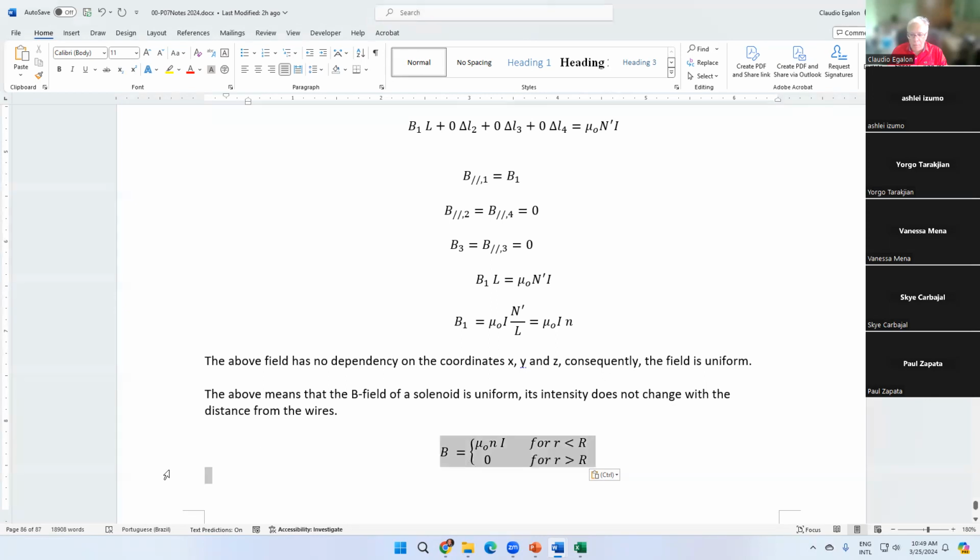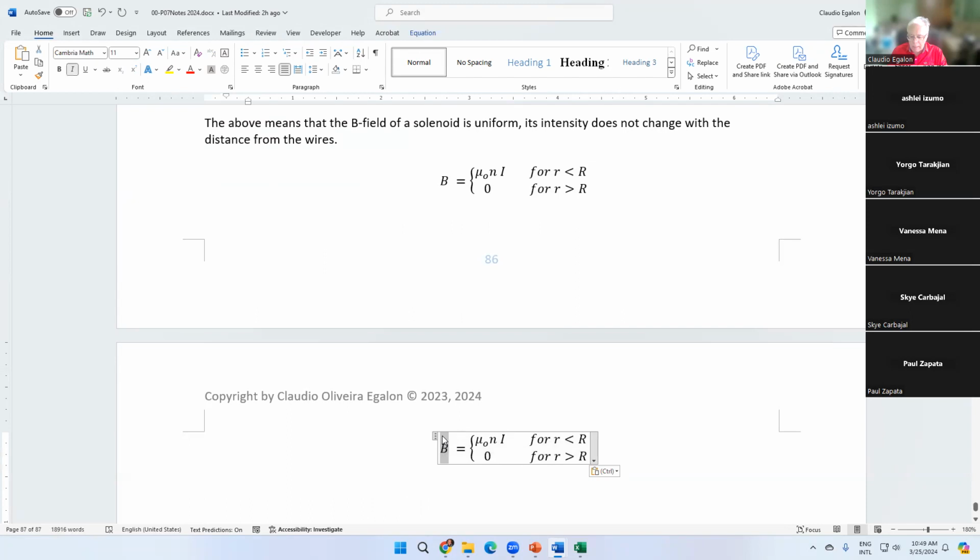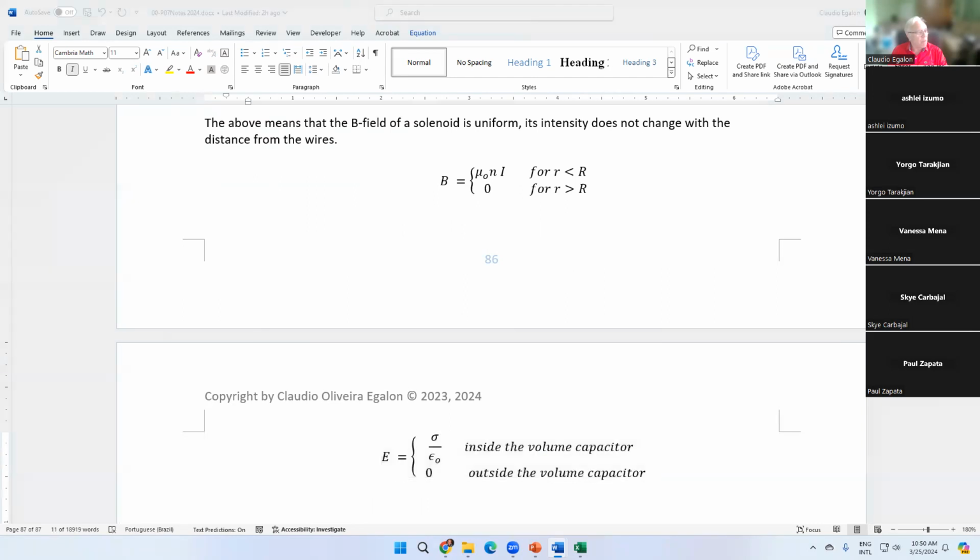So compare that to the parallel plate capacitor. E is equal to sigma over epsilon naught inside the capacitor, the volume of the capacitor, and equal to zero outside. Compare the solenoid with the capacitor. So if you learn the capacitor well, you will understand this well as well.